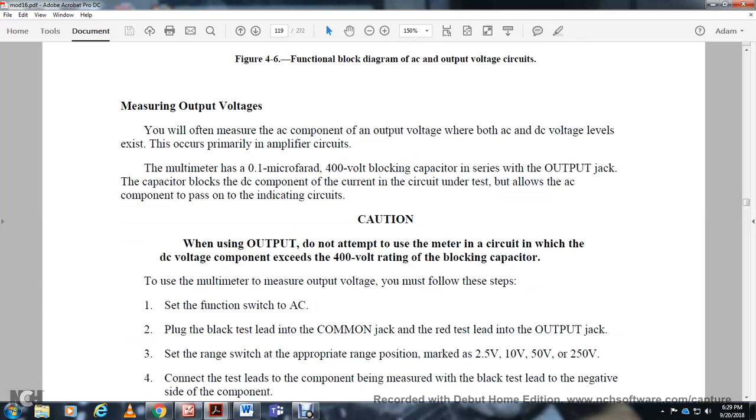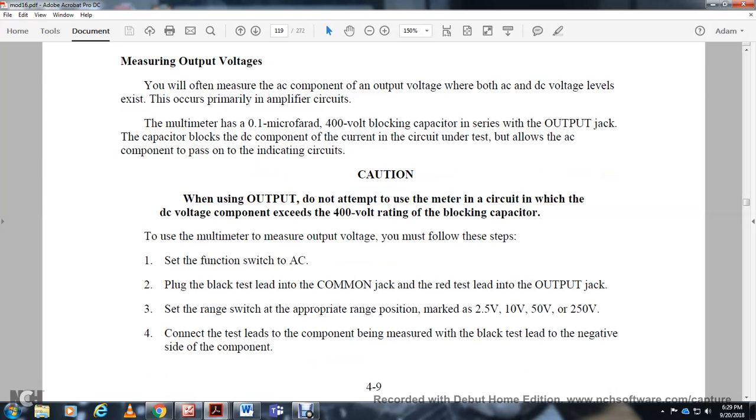to the indicating circuits. Caution: when using the output jack, do not attempt to use the meter in a circuit where the DC voltage component exceeds the 400 volt rating of the blocking capacitor. To use the multimeter for measuring the output voltage, you should follow these steps. Set the function switch to AC. Plug the black test lead into the common jack and the red test lead into the output jack.